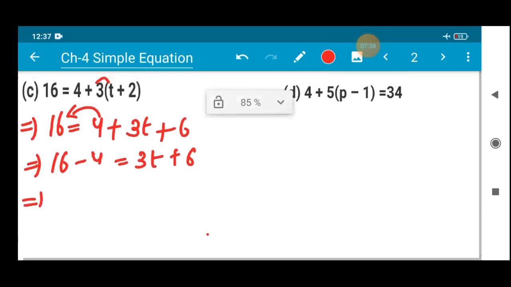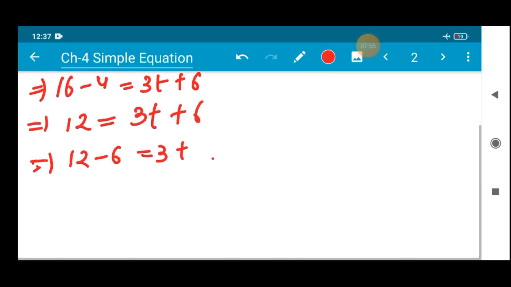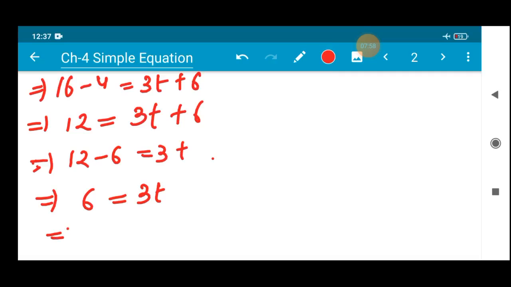Let's first solve this. 16 minus 4 is 12 is equal to 3t plus 6. Again plus 6 is remaining, which is attached with the plus sign, so I will send this side, which will be 12 minus 6 is equal to 3t. Now 12 minus 6 is 6 is equal to 3t. Now t is equal to 6 above and 3 there. 3 1s are 3, 3 2s are 6, so the value of t will be 2.